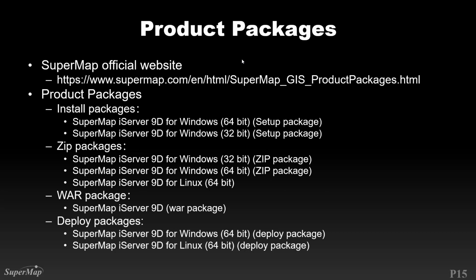Well, before the ending of this course, I still want to introduce something about the product packages. SuperMap iServer provides various types of product packages, including the install version, the green version, the VAR package, the middleware deploy package, and the deploy package for the server. We can choose the appropriate package according to the requirement. For example, the development phase and the deployment phase have different requirements on the packages.